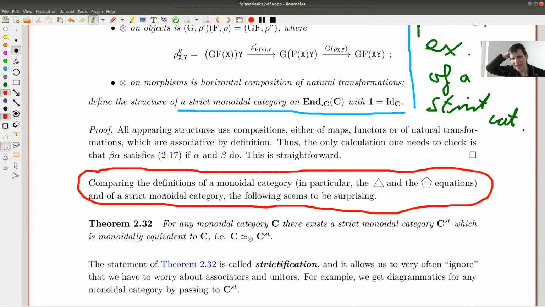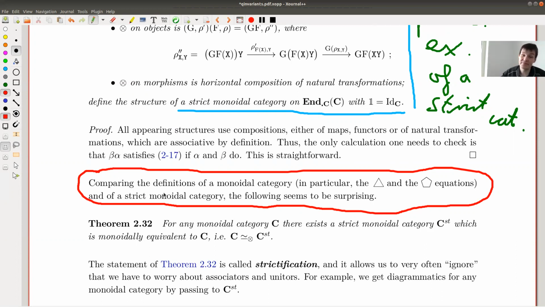And it seems unlikely that strict and non-strict are related in any reasonable way. You have pentagon equations, you have square equations, you have triangle equations. They're all non-trivial and complicated looking for monoidal categories, and they're trivial and not very complicated looking because they're trivial for strict monoidal categories. I would just guess there's no way to compare them.